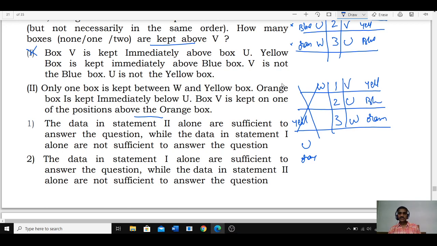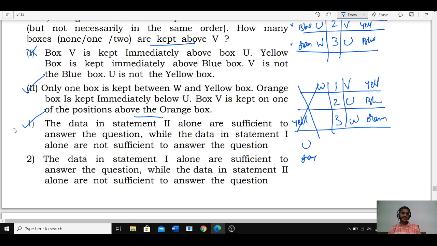Now see, one box is between W and yellow. Orange is immediately below U. Sorry, V is kept at one of the positions above orange. Hence, what is your answer here? How many boxes are placed above V? 0. Are you getting the answer or not? Only by using condition number 2, we are able to determine the number of boxes above V.